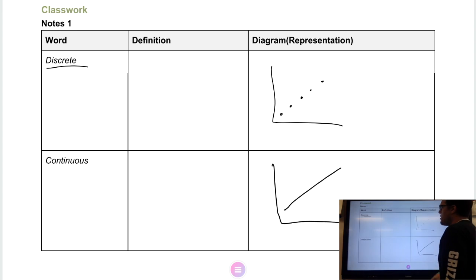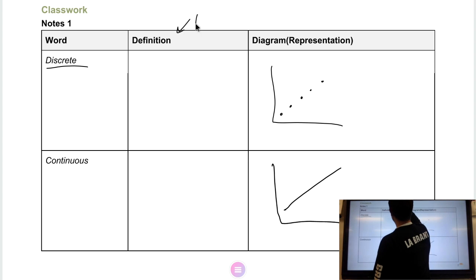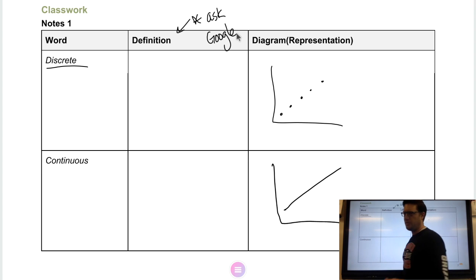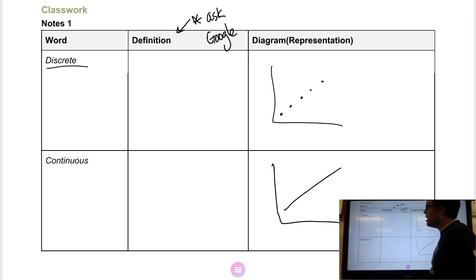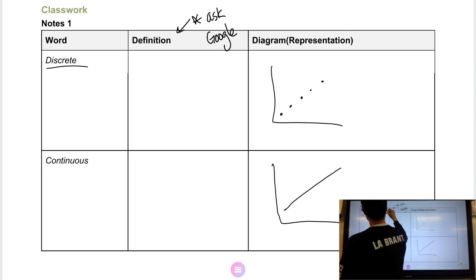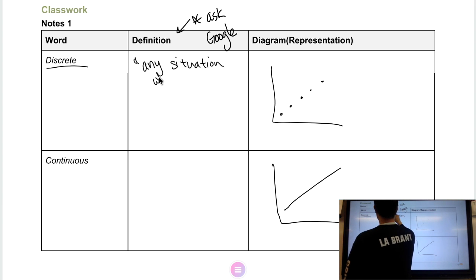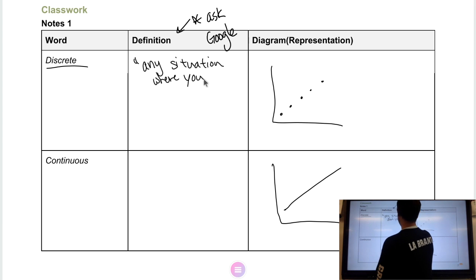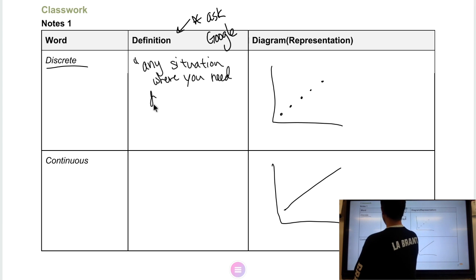Formal definitions, I'm going to ask Google for the full clarity of them. But I just want you to know that the definition, my language, is any situation where you need distinguishable points.